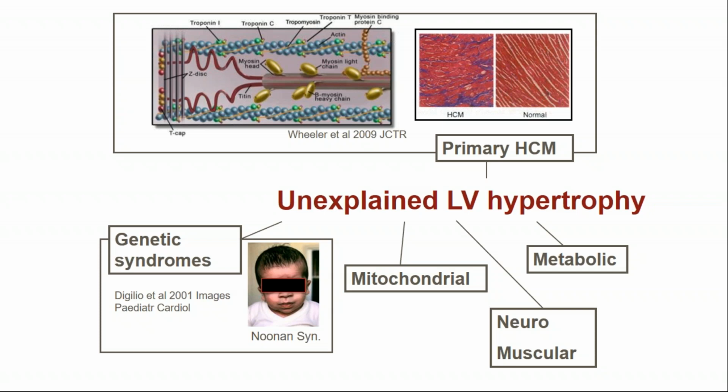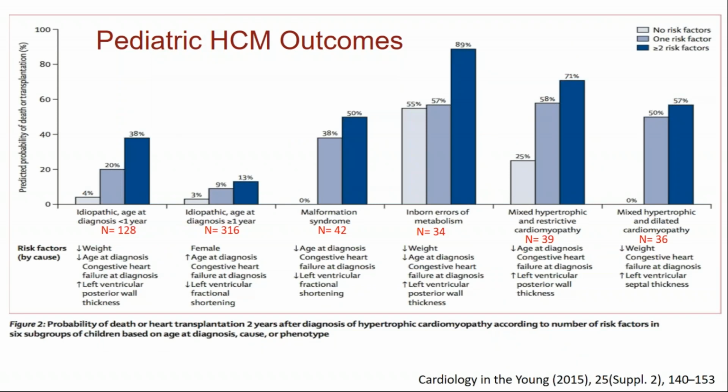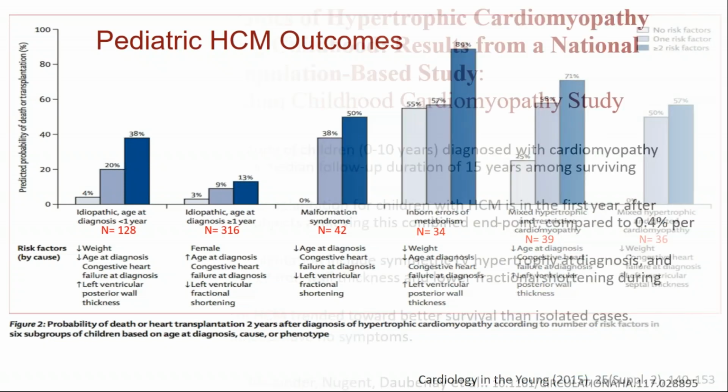As a reminder, hypertrophic cardiomyopathy is unexplained LV hypertrophy, and similar to dilated, it's caused by many different reasons. There's primary genetic changes in the sarcomere, in the heart muscle cells themselves, the components of it, but also different genetic syndromes, mitochondrial syndromes, metabolic. And what we do know from studies is that the outcomes and what influences the outcomes with children with HCM is again dependent on what's causing it. And this is just an example of a study that looked at all these different risk factors and how they changed based on what was the underlying cause. And this was showing what is the probability of unfortunately dying or needing a heart transplant 2 years after diagnosis. And it's just so variable.